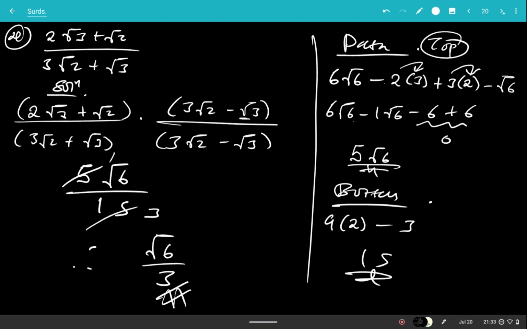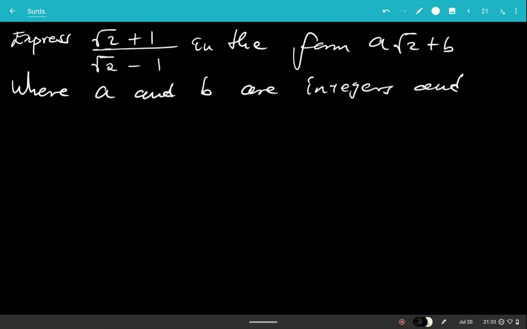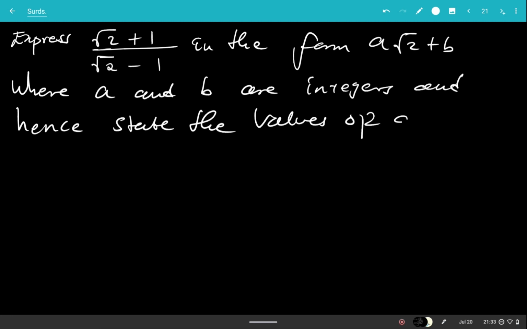So in a case where we end up having a question that would say, let's take for instance, let's say express root 2 plus 1 over root 2 minus 1 in the form of a root 2 plus b, where a and b are integers, and hence state the values of a and b. So I'll solve it on the next part.